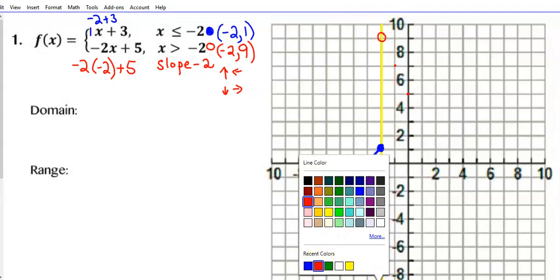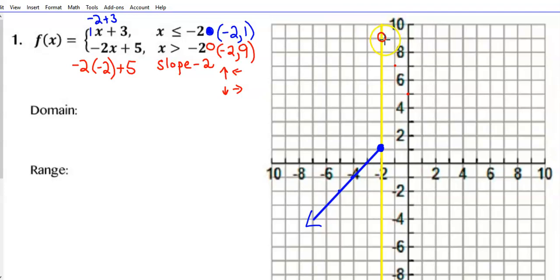And this one's red. So I'm going to go from this original open circle down this way, and you can draw it all the way down here if you want to. It doesn't matter. You're going to put an arrow on the end of it. Okay, and that's my piecewise function. This is a two-part piecewise function.